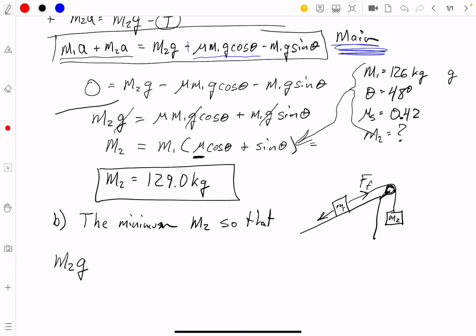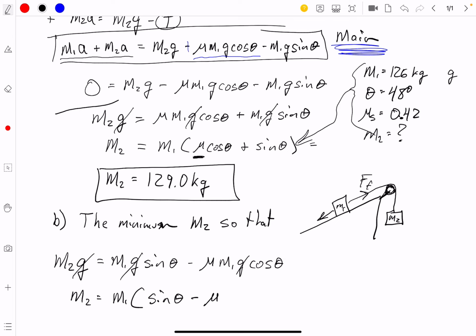M2G equals M1G sine theta minus mu M1G cosine theta. Again, we can cross these guys out. We can factor out M1 on one side. So we've got M2 is equal to M1 times sine of theta minus mu cosine theta.